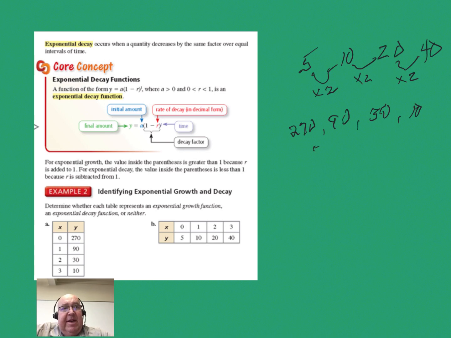We look at the next one. This is dividing by 3. Dividing by 3 is the same as multiplying by 1 over 3. So we're actually multiplying by 1/3. Again, because the value is less than 1, it's going to be a decay, or get smaller.